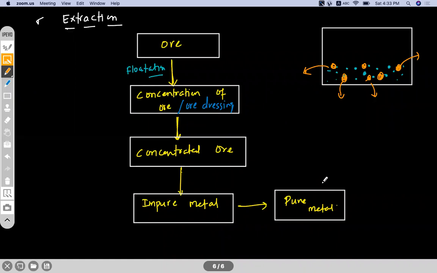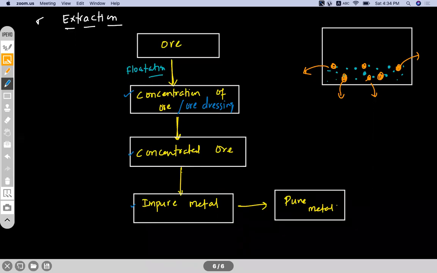So what are the different steps that we are going to discuss now? Always keep in mind that concentration of ore has nothing to do with the concentration term that we have done so far. It only and only means that we need to prepare the ore for the further processes, which we call concentrated ore, correct? So this is the entire flow map of the extraction processes. Now we are going to discuss one by one what these steps are, what processes are involved in them, and what required property of the metal and impurities we need.